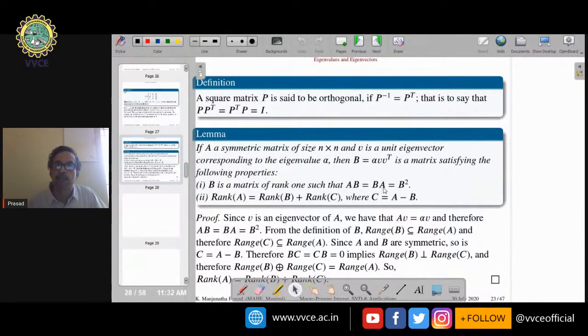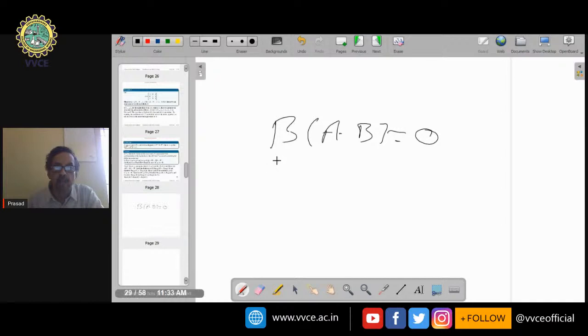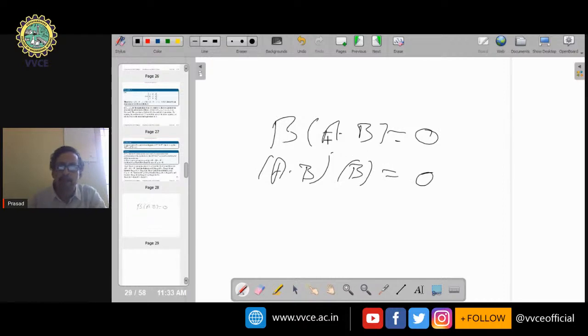A into B is equal to B into A is equal to B square. In other words, B into A minus B or A minus B into this B is 0. What do you mean by that? B into A minus B is equal to 0, and here A minus B into B, that is equal to 0. What do I mean by that?